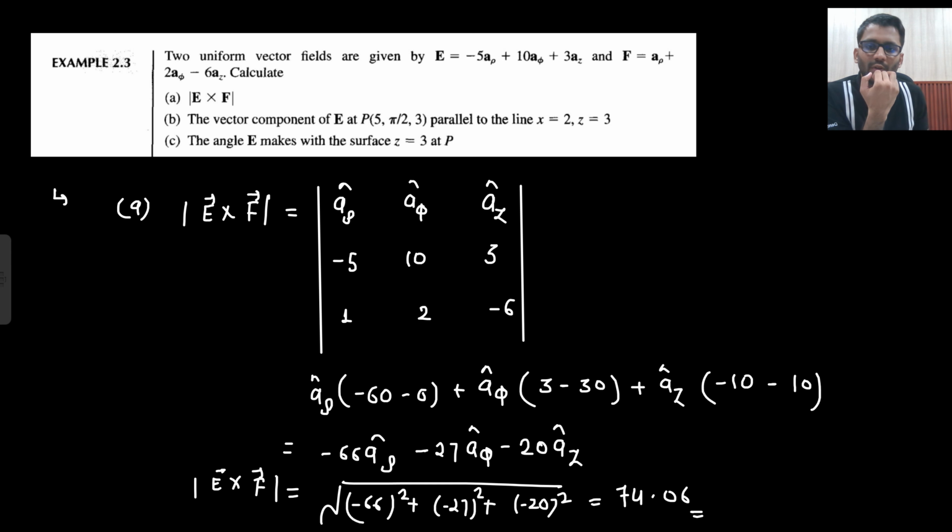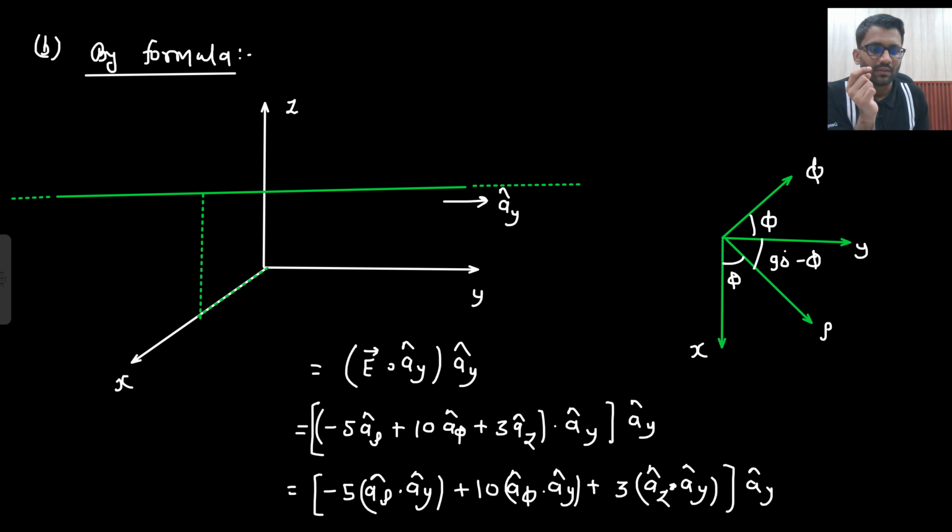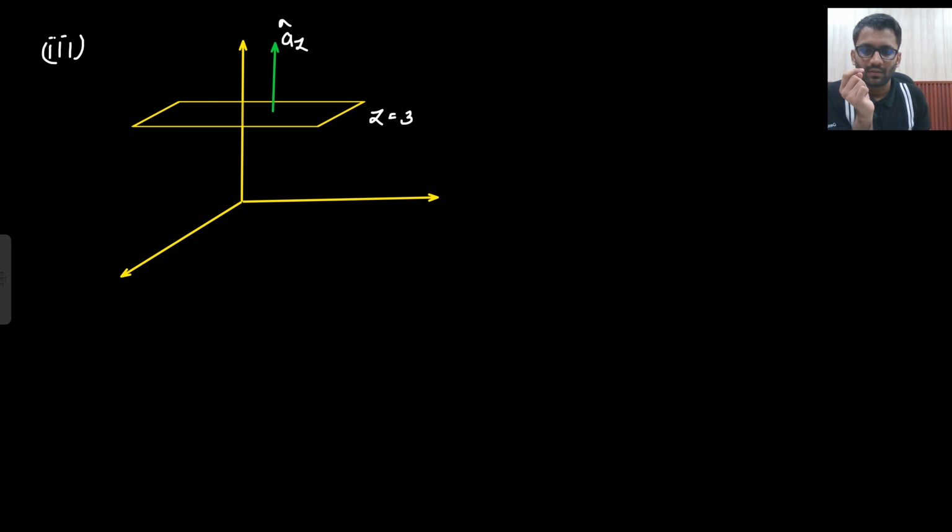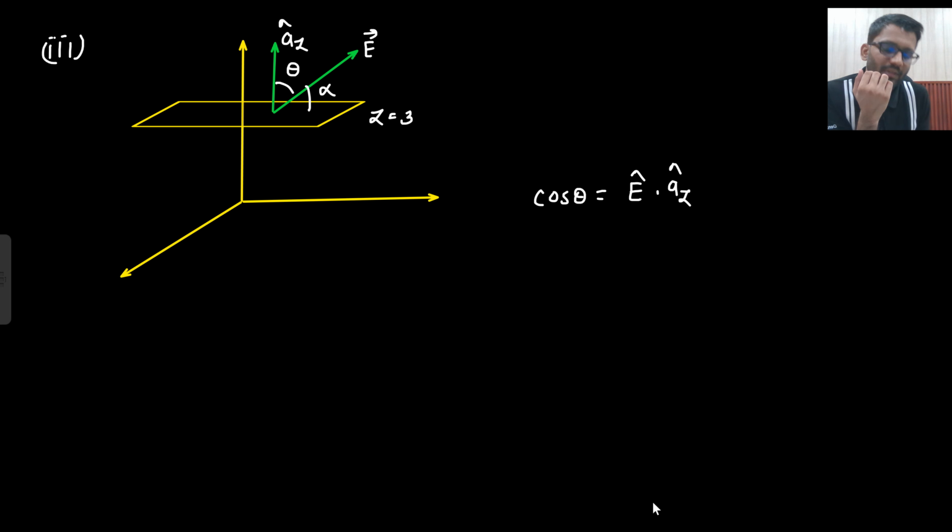Okay, and what do you need to find? Angle E makes with this surface at point P. So AZ cap, and then this is your vector E. So this angle I will find. Let's just say this angle is coming out to be theta. Then my answer will be alpha. Right? So what will be my theta? My cos theta will be E cap dot AZ cap. Say yes or no. E cap dot AZ cap.